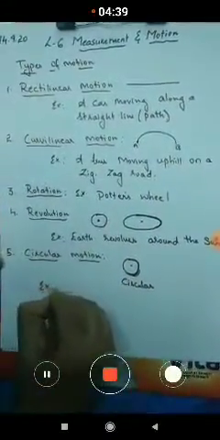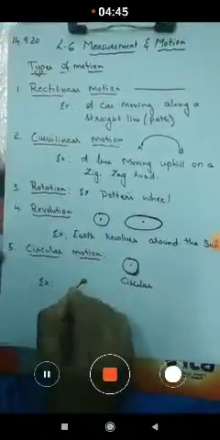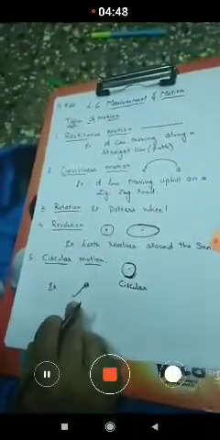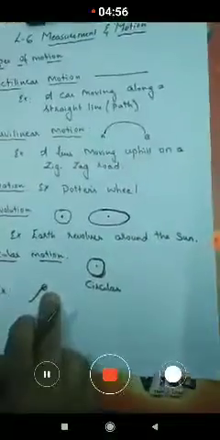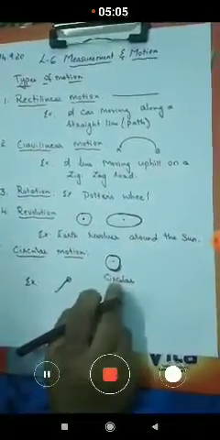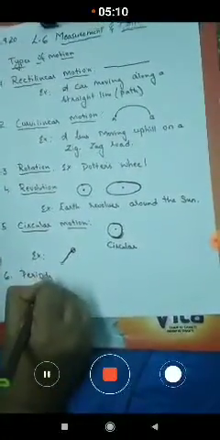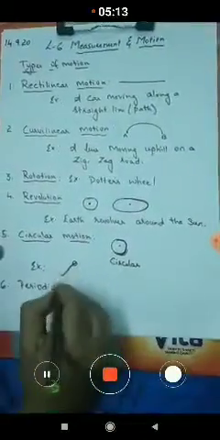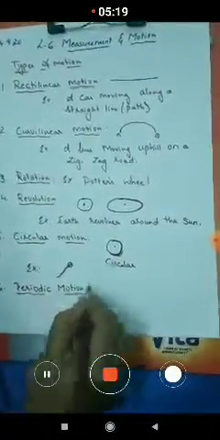We gave the example of, can you remember, a stone tied to a string. We hold the string, and when we move it, what happens? The stone moves round and round, and the motion we observe here is in a circular path. So this type of motion we call circular motion. And the next we read about was the periodic motion.